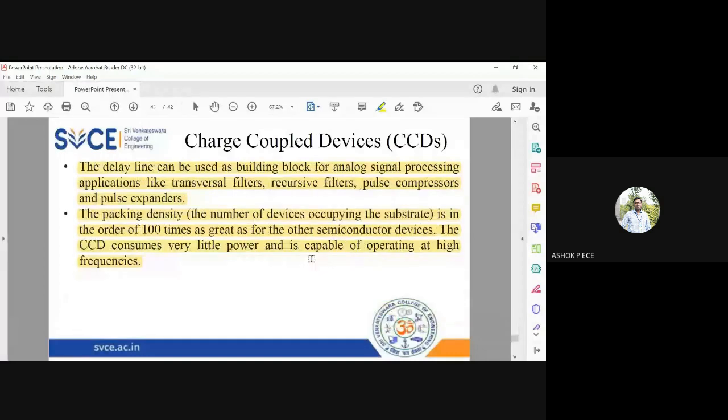Two important advantages of CCD: the packing density is very, very good. It is 100 times better, which means that in a single area of wafer, I can fabricate more CCD devices which can be used for transferring charge from one potential well to another. And also these CCDs consume very, very little power, because with just 5, 10 and 15 volts, I am achieving the complete charge transfer from G1 to G100, right? So these devices consume very little power, and they can operate at very high frequencies. That is the advantage of using charge coupled devices.